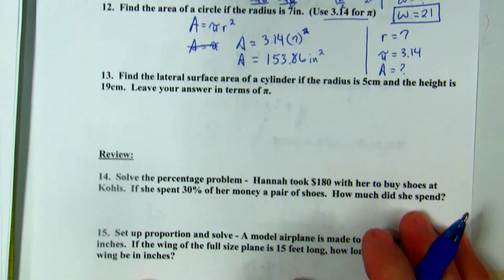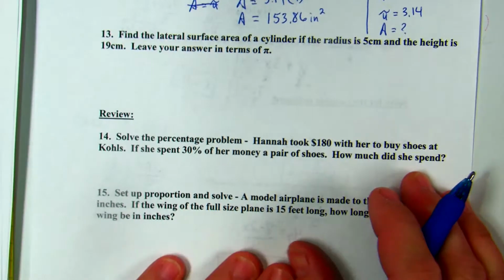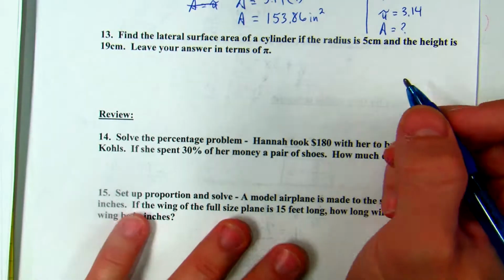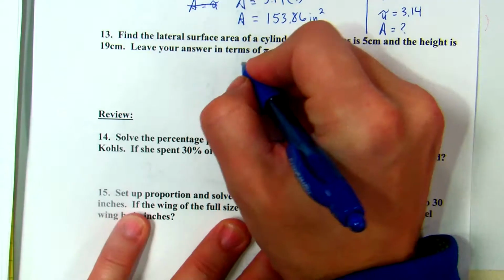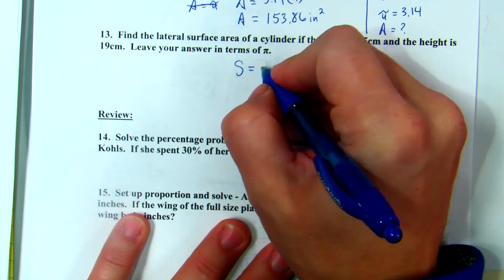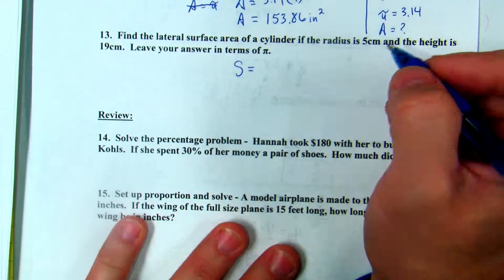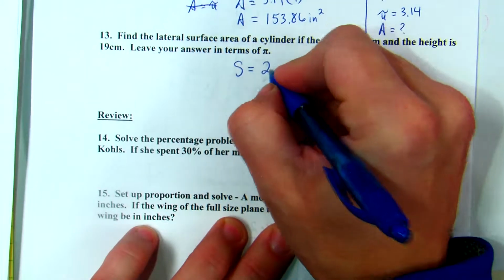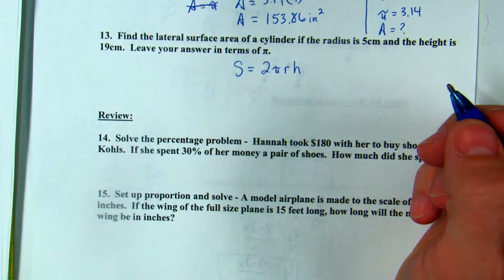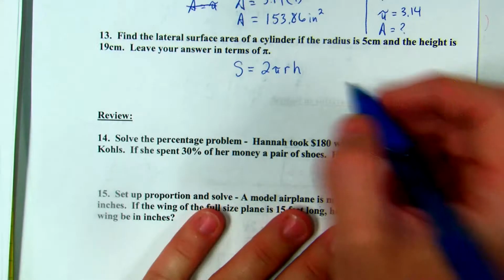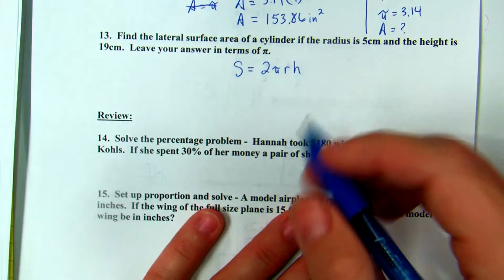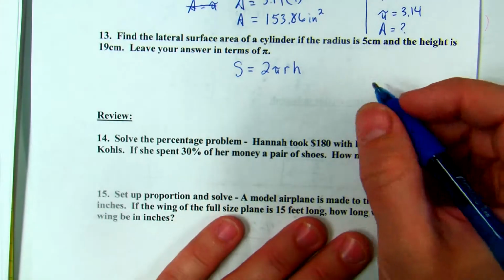Alright, number 13. Find the lateral surface area of a cylinder if the radius is 5 centimeters and the height is 19. Leave your answer in terms of pi. Lateral surface area of a cylinder is going to be 2 pi r h. 2 pi r is obviously just the circumference of a circle, and then the height of the cylinder will give us the lateral surface area.